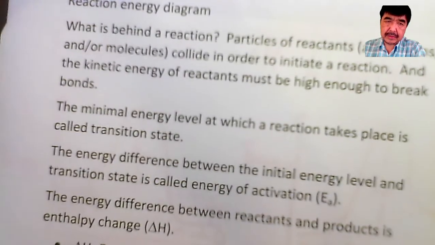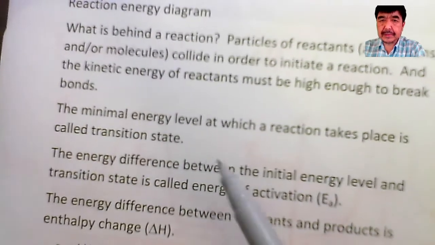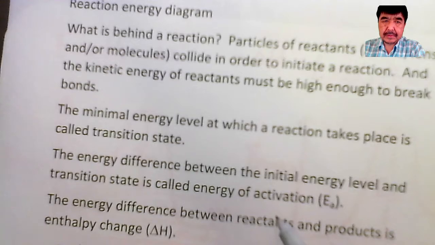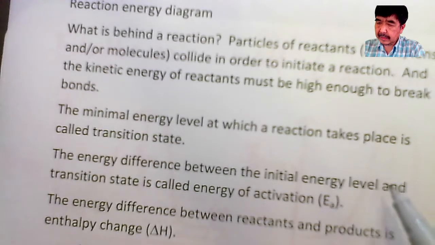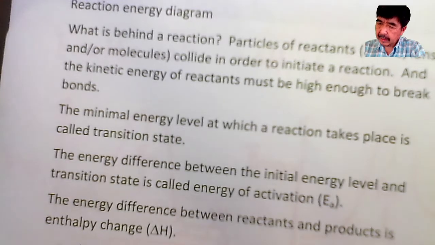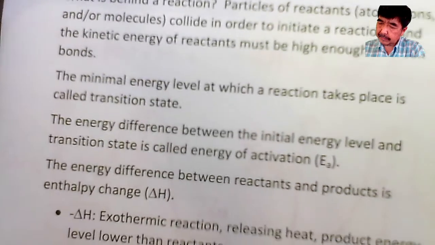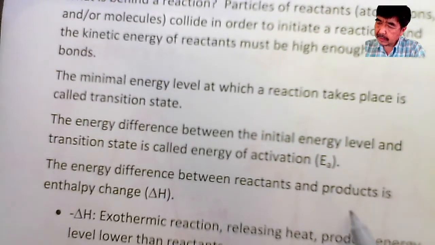The energy difference between the initial energy level of the reactants and the transition state is called the energy of activation, EA. The energy difference between reactants and the products is called enthalpy change, delta H.